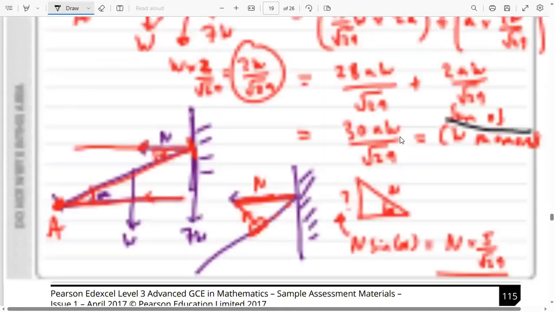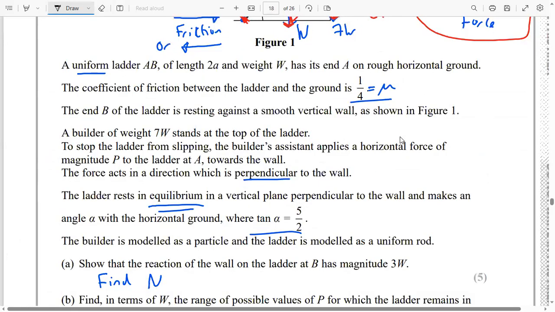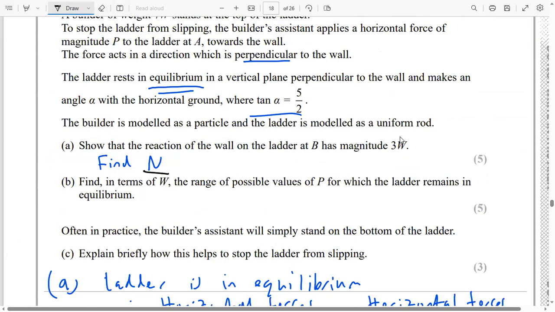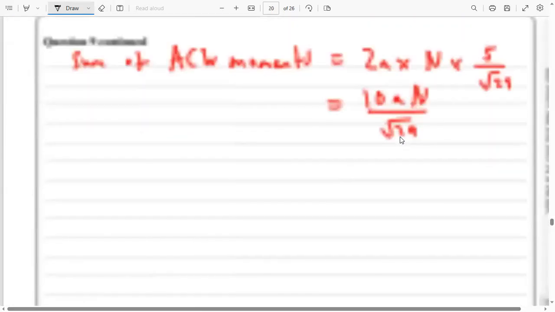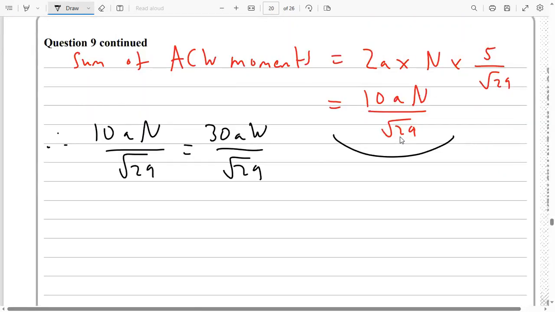Now, remember, what does the question want us to do? The question wants us to find N, the reaction force on the wall at B. So we're nearly there. How are we going to do this? We've got to make N the subject of the formula. First and foremost, notice that we've got a multiple of A on the left-hand side and a multiple of A on the right-hand side. Divide both sides by A, and the A just cancels out. Also, if we multiply both sides by root 29, the root 29s cancel out. So we're going to be left with 10N.